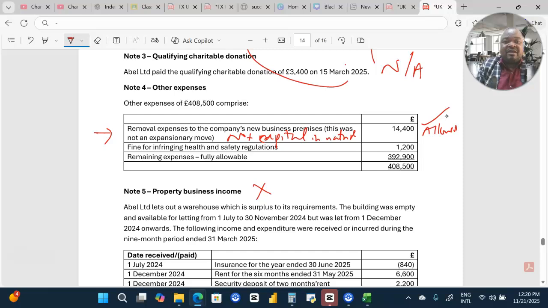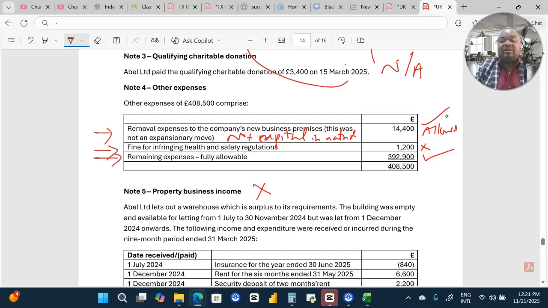Now, there was a fine which they paid after infringing health and safety regulations. Can we allow them to get away with it? No way. We need to add back. So this one, you need to add it back. It's not allowed. Remaining expenses, these ones are fully allowable. So you need to know that those ones are fully allowable.